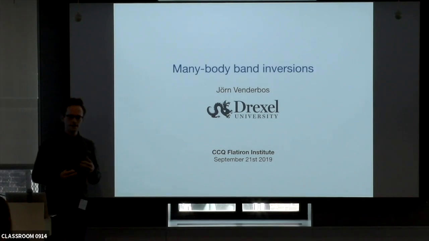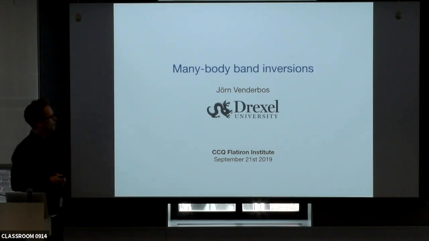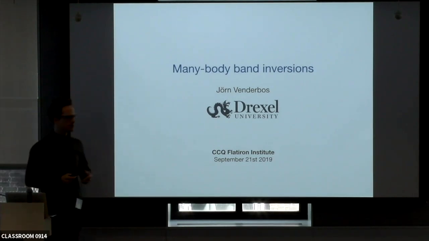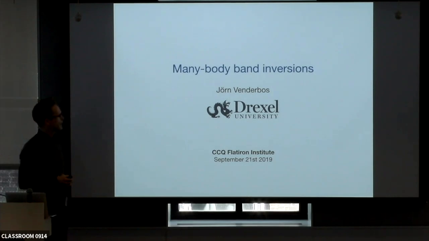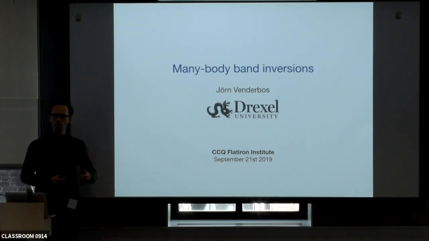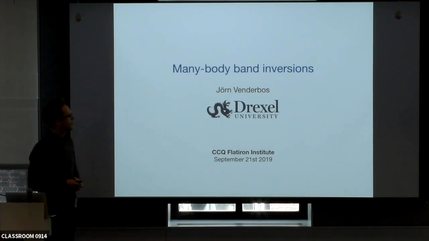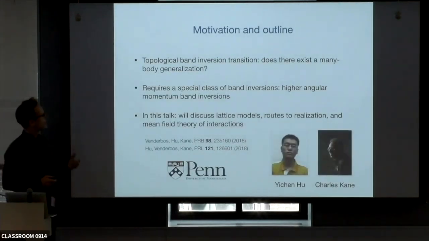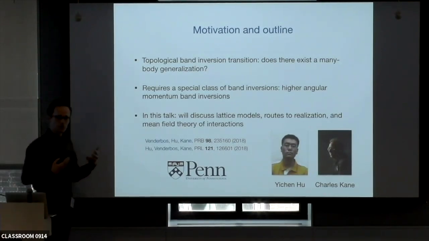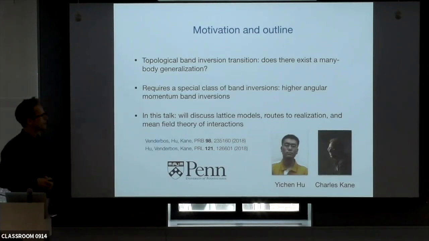All right, so I'll talk about many body band inversions, and the case that I want to make is that there is a special class of band inversions for which you would expect interactions to be important. And these provide an interesting new venue for strongly correlated electrons to exhibit unconventional and new, possibly exotic versions of collective behavior. And so this is in part motivated by the fact that the notion of band inversions has been very powerful in our understanding of topological phases, in particular free fermion topological phases. At the same time, it's also given a very useful prescription to look for materials that might realize topological phases.